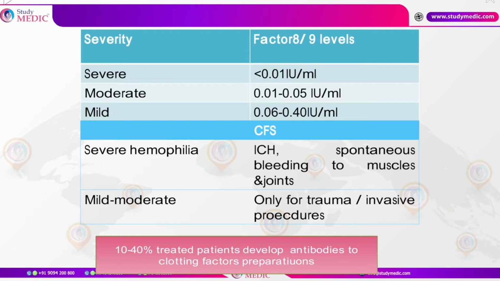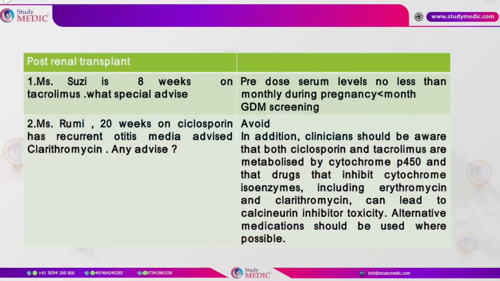Talking about severe hemophilia, what are the clinical features that you could see? That is intracranial hemorrhages, and spontaneous bleeding into the muscles and joints in the dependent parts could be there. In mild to moderate cases, there is a concern only with trauma and invasive procedures. 10 to 14% of treated patients develop antibodies to the clotting factor. So it's very important to know about this condition in detail.